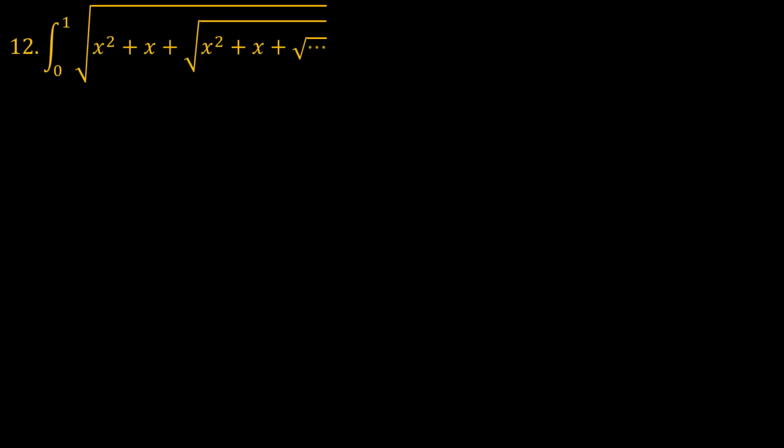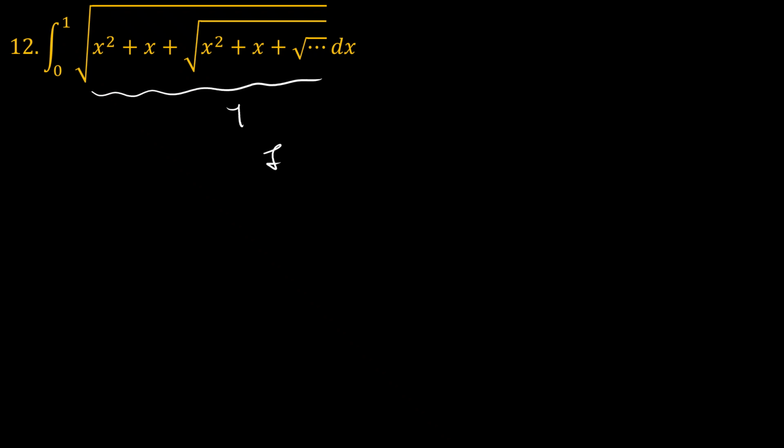So problem 12 is a definite integral from x equals 0 to x equals 1 of the square root of x squared plus the square root of x squared plus x plus the square root of x squared plus x, and so on and so on. So what we could do is we could substitute and say let this part be equal to y.